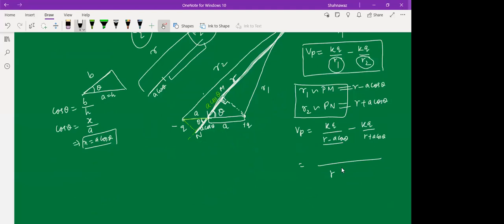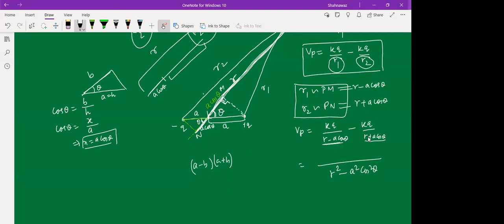Yes, Aisha. Could you repeat? Yeah, A minus B and A plus B. How much? A square minus B square, right? So R square minus A square cos square theta.